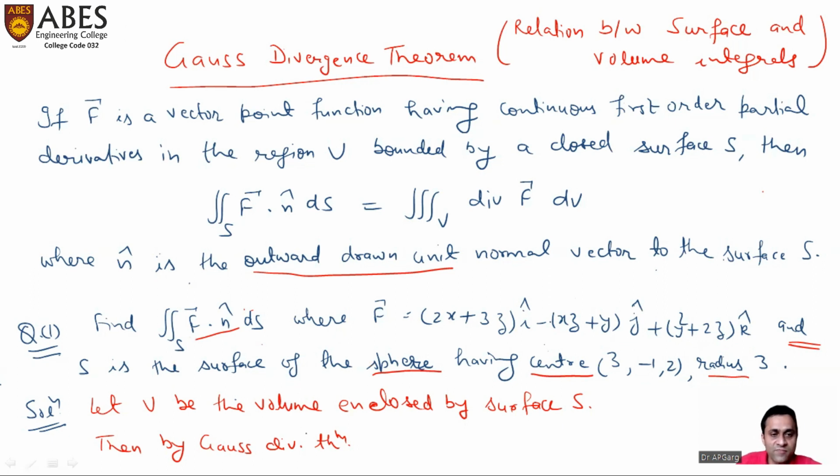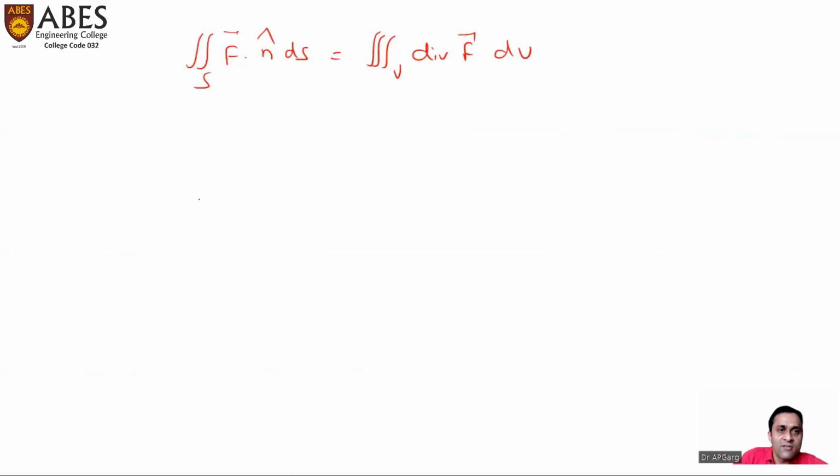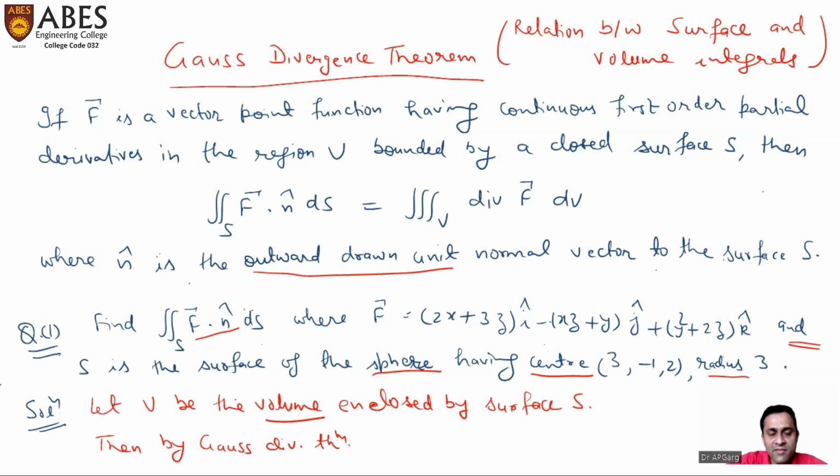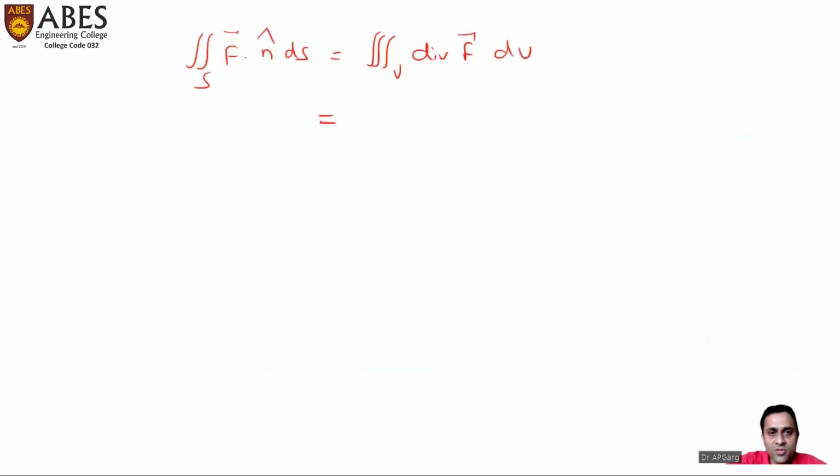Let V be the volume enclosed by the surface S. Then by using Gauss divergence theorem, the double integral of vector f dot n cap ds will be equal to the triple integral of divergence of f dv. Let us put the results given in the numerical. We have been given the value of f.